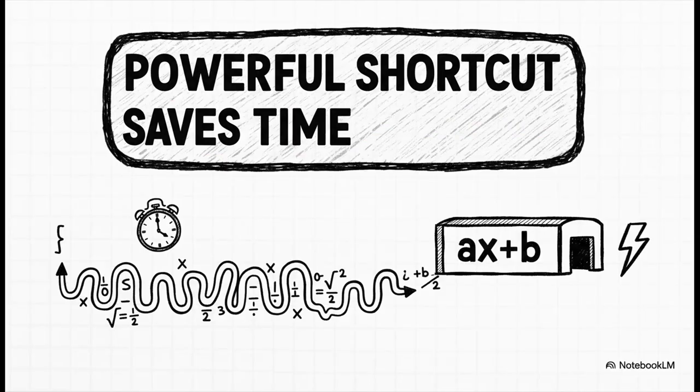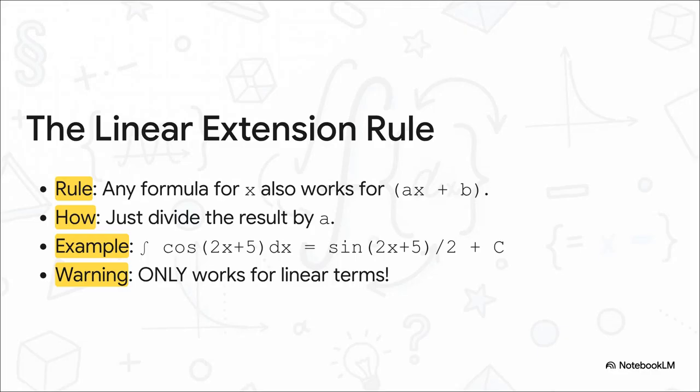Okay, get ready for one of the most powerful and time-saving shortcuts in this entire chapter. This is what I call the golden rule, and it's going to extend all our basic formulas. You'll love this. So the rule is super simple. Any formula that works for x also works for a linear term, something like ax plus b. The only thing you have to remember, you have to divide the final answer by a, the number right next to x. So the integral of cosine of 2x plus 5 becomes sine of 2x plus 5 divided by 2.